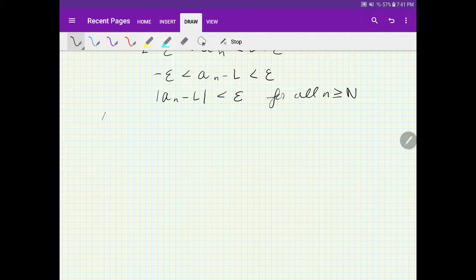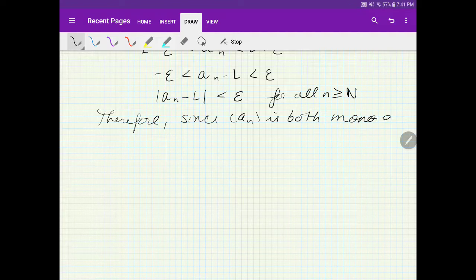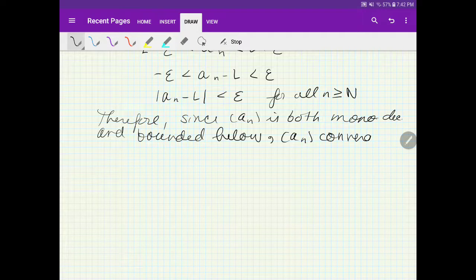So that lets us say, since a sub n is both monotonically decreasing and bounded below, a sub n converges. Put a nice box right there. Done.